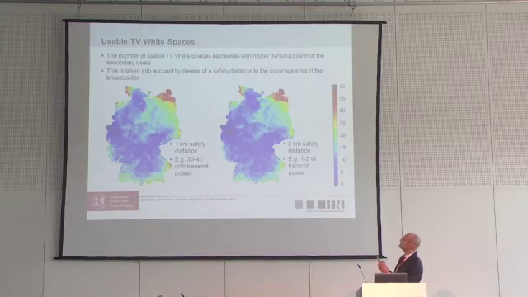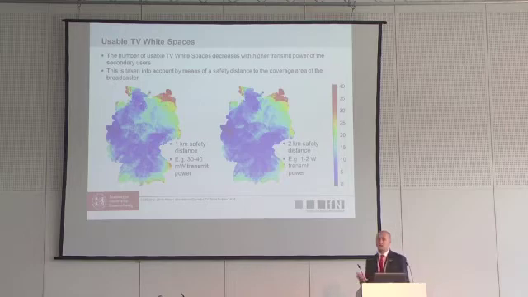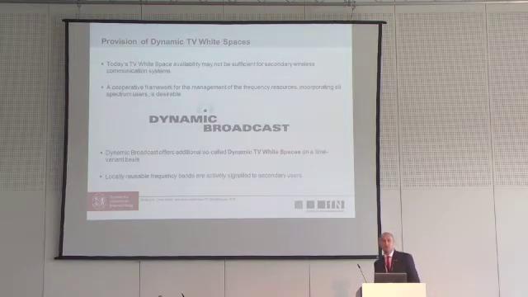Still, there are some regions with a lot of TV white space channels available, but now again, in certain regions there might not be enough secondary white space spectrum for an efficient use. So today's TV white space availability and capacity may not be sufficient for secondary wireless communication systems.